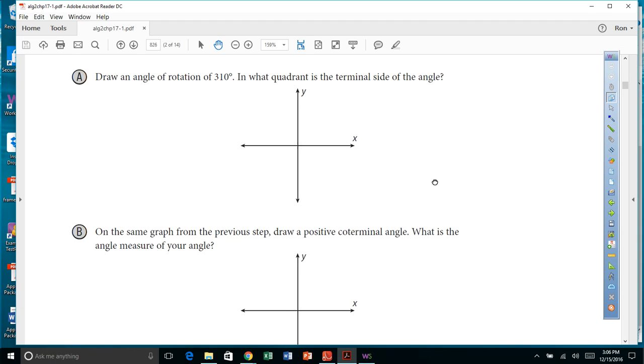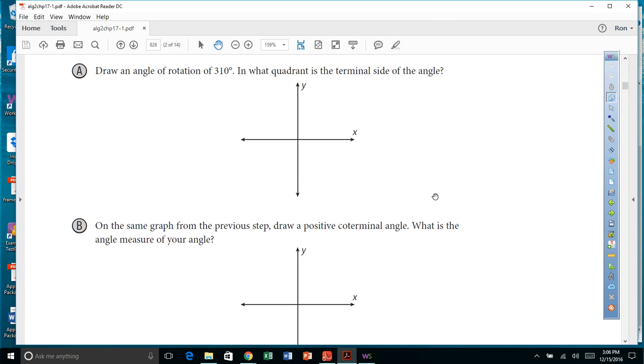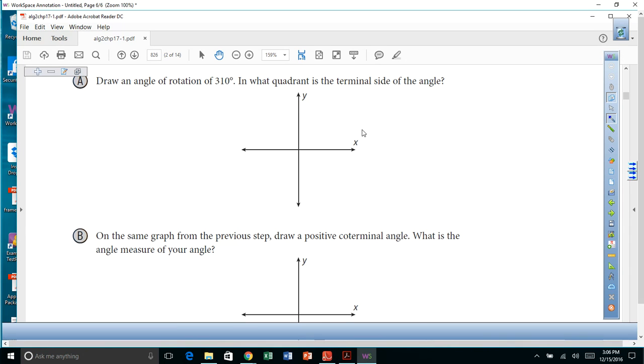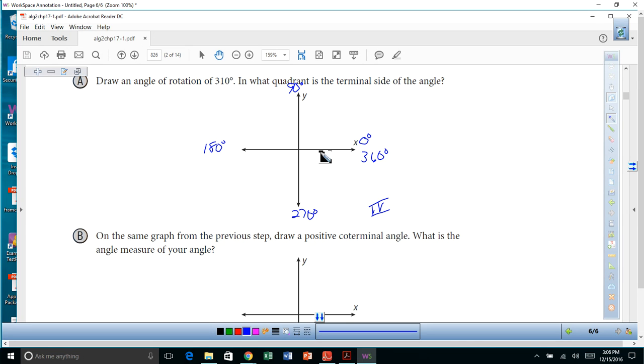Draw an angle of rotation of 310 degrees. In which quadrant is the terminal side of the angle? So remember, if we start here, that's 0. When we get all the way up here, that's 90 degrees. Over here is 180 degrees. And down here is 270 degrees. And then back up to that line would be 360 degrees. Now, 310 degrees is between 270 and 360. So that's going to be down here in the fourth quadrant.